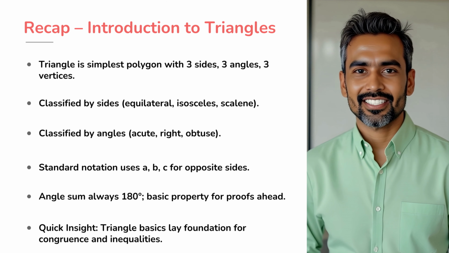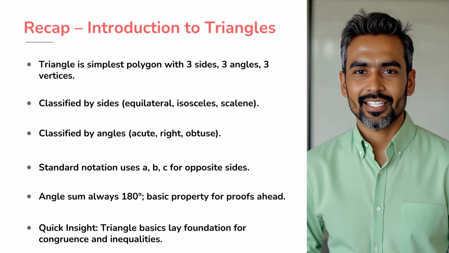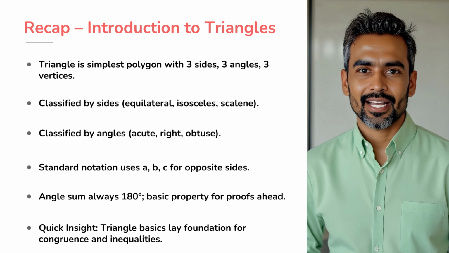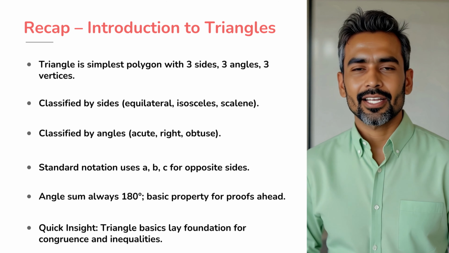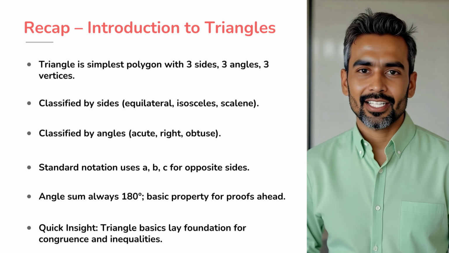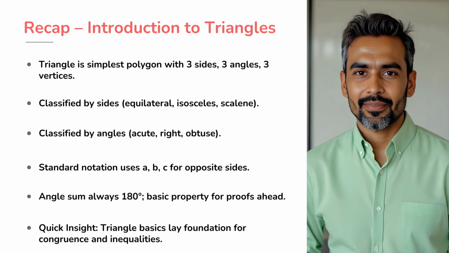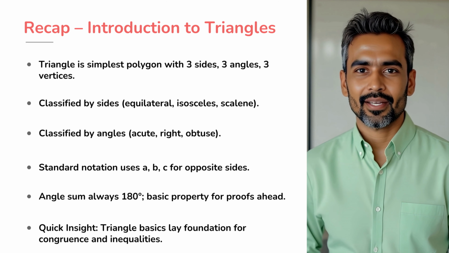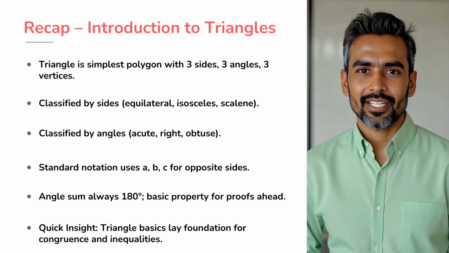We also saw the standard naming convention using small a, b, c for sides opposite to angles A, B, and C. And of course, the golden property: the sum of the angles of any triangle is 180 degrees. This is just the foundation. In the next part, we'll explore something even more powerful: how to check when two triangles are exactly the same or congruent. That's where the real fun begins.